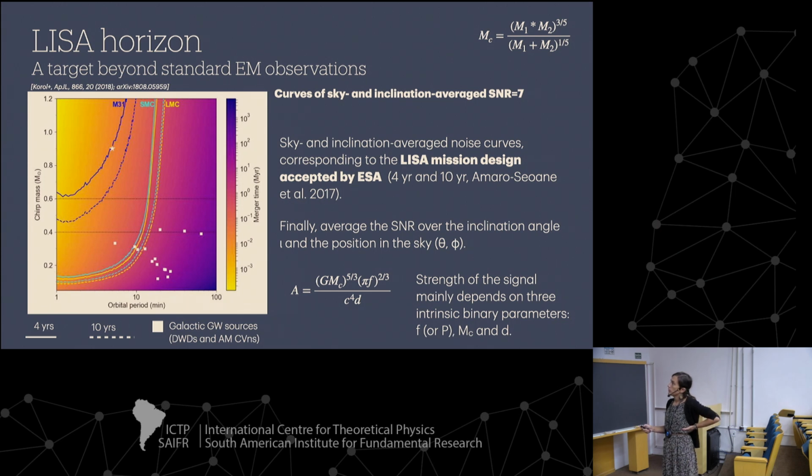The way that it was built, it was basically using the noise curves that were accepted by ESA for 4 and 10 years. So 4 is dashed and 10 is solid. And then they average the signal to noise over the inclination angle in the galaxy. And they measure the amplitude of the gravitational wave signal. That is what we need to measure to know if it's detectable or not.